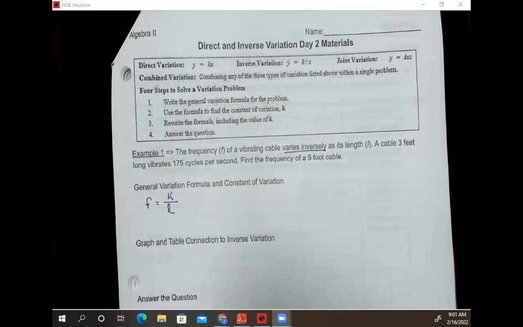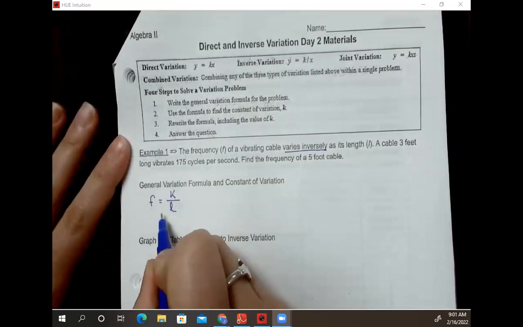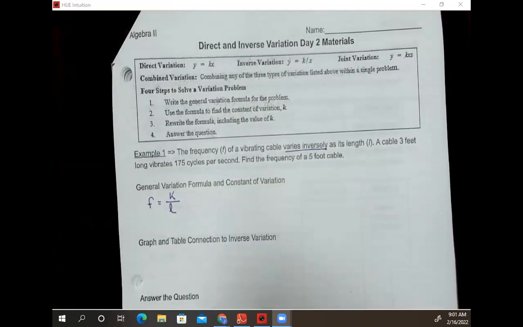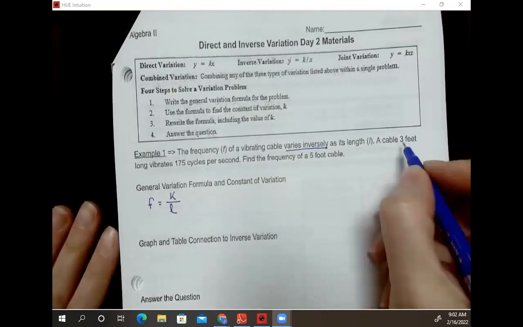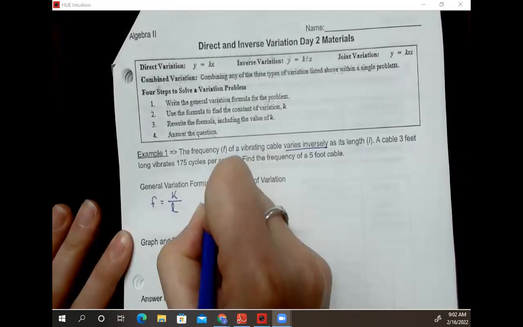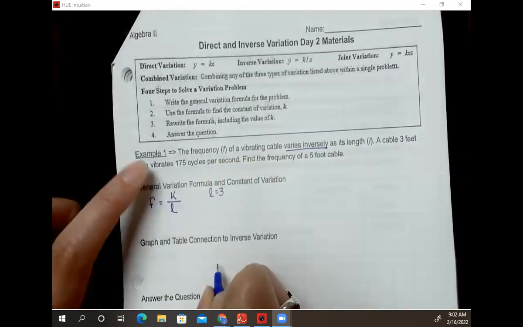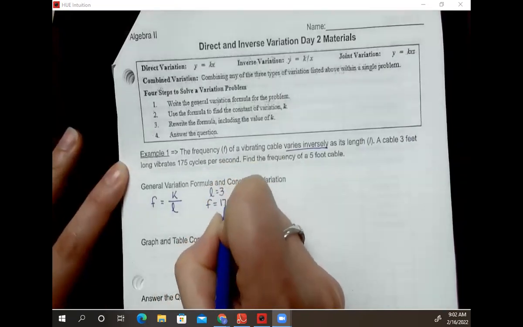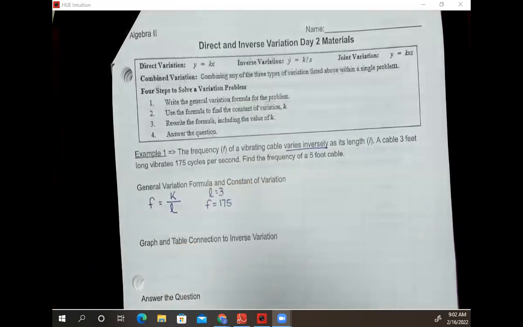So here is the general thing that we have going on. We know these two things vary inversely, the frequency and the length. And then we get a more specific matched set of information. So for a cable that is 3 feet long, so our L is 3, it vibrates at 175 cycles per second. Our F would be 175. These two things go together. I could almost think of them like a point. If I thought of this as a function I could graph, this would be a point on that graph.